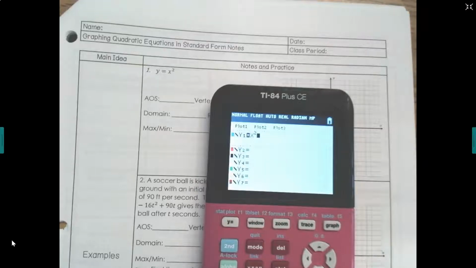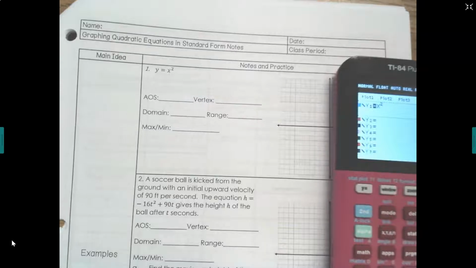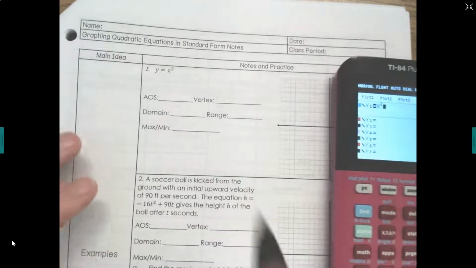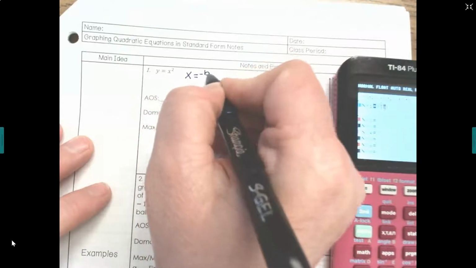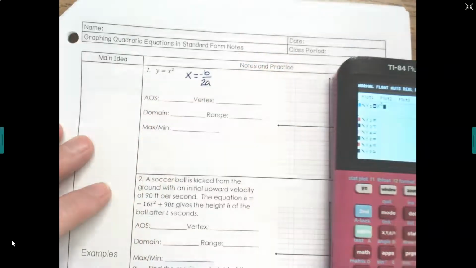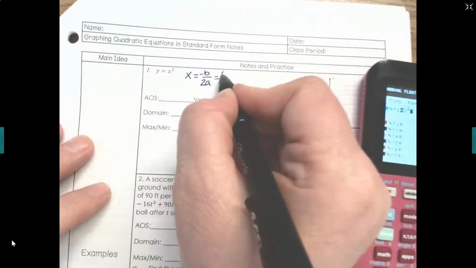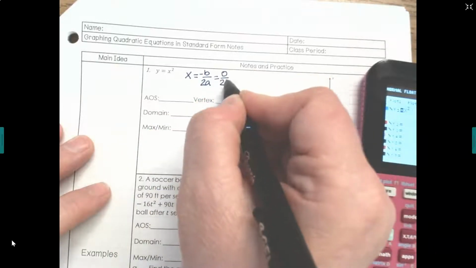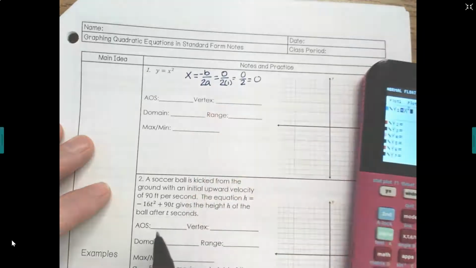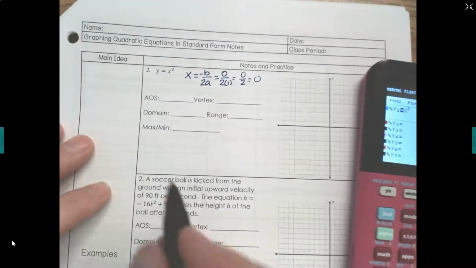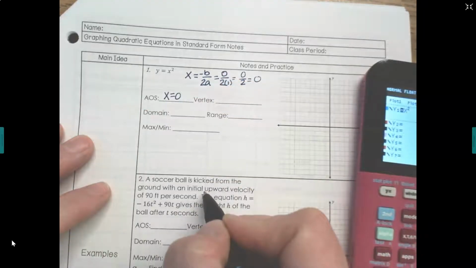Before we go too far with that, let us find some numbers so we know where we want to start looking. To find our axis of symmetry, remember it's negative b divided by 2a. There is no b value, so that means b is 0, divided by 2, and a is 1. 0 divided by 2 is just 0. That gives us the center of the graph. It just makes it easier if we know where the center is before we start. So that's our axis of symmetry.